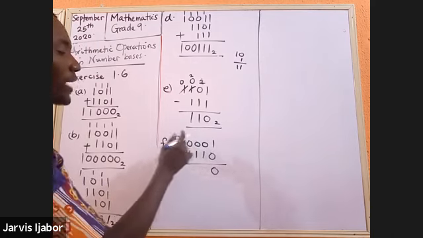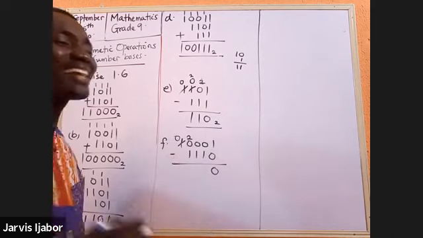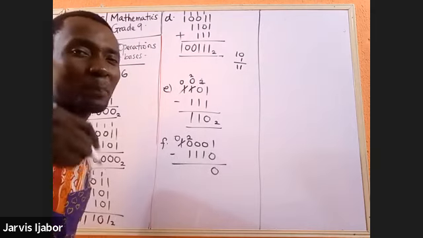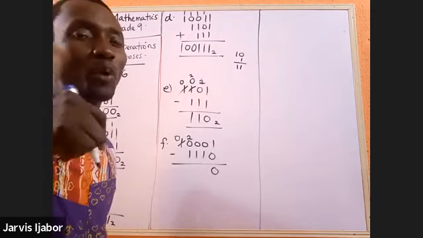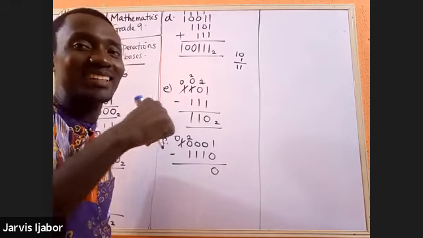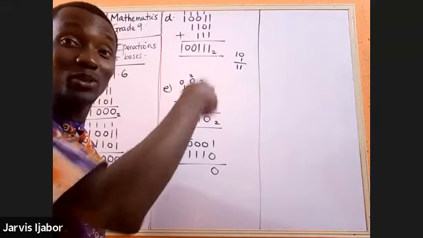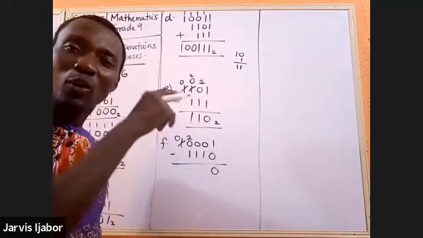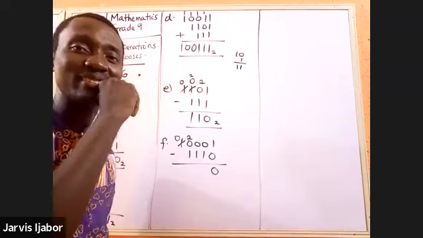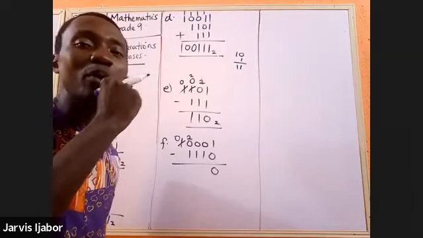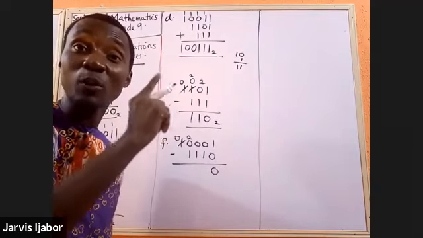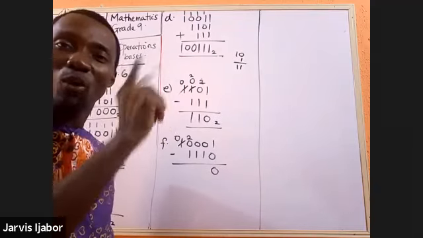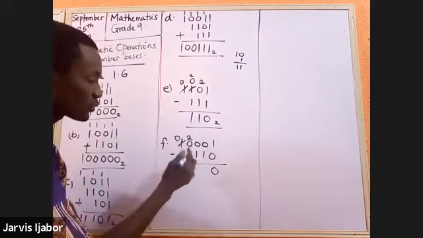When you borrow 1, it's equivalent to 2. Anytime you borrow, it's equivalent to the base you are working on. That's why you borrow 1 in base 10 when you do your normal subtraction. When you borrow 1, that one you have borrowed is 10. But in base 2, anything you borrow will be 2. If it's base 5, it will be what? 5. But here it will be 2.